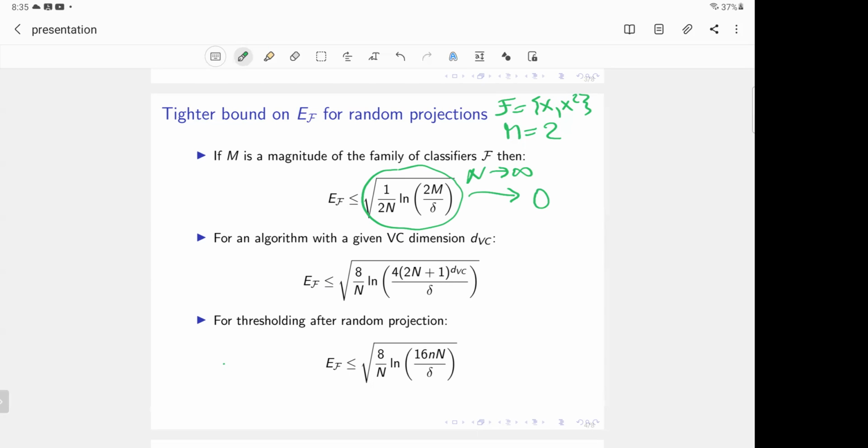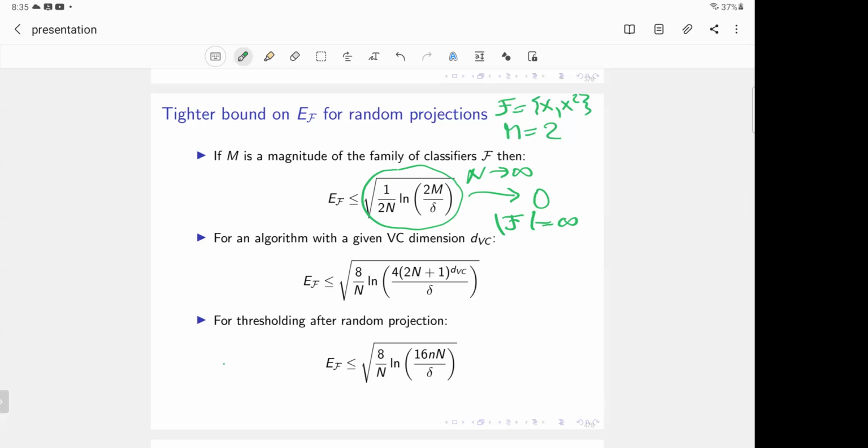But the problem usually is that the set F is not finite. Even for a simple case of affine separation, affine function, the set of functions that we consider is not finite, it's infinite. So that is when the VC dimension comes in and helps us out.